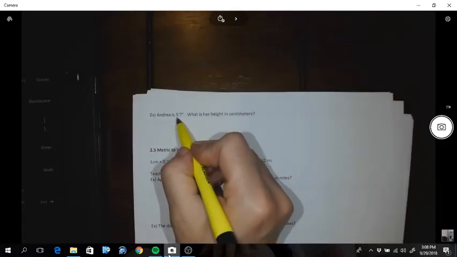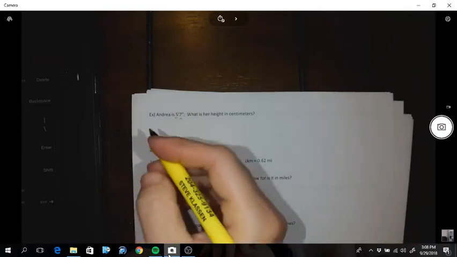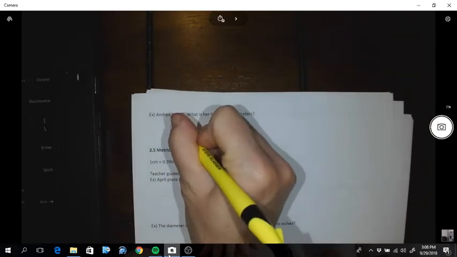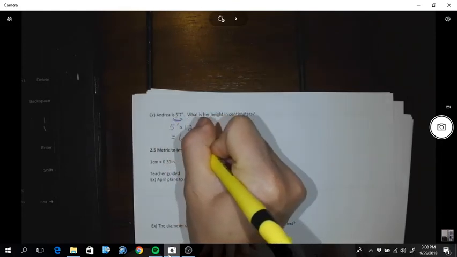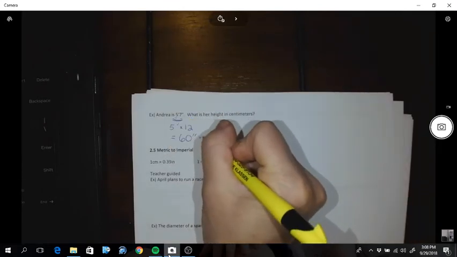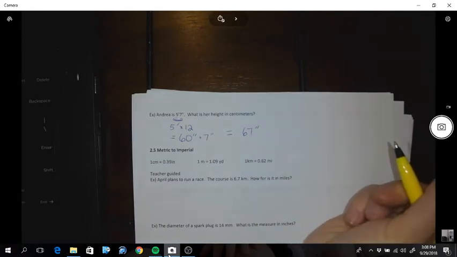Okay, the last question. Andrea is 5'7". What is her height in centimeters? Okay, this is that tricky conversion because there's feet and inches. So what I'm going to do is convert this all to inches. So 5 feet, we remembered that we would times that by 12, and that would end up being 60 inches. Then we also have that 7, so altogether she is 67 inches.